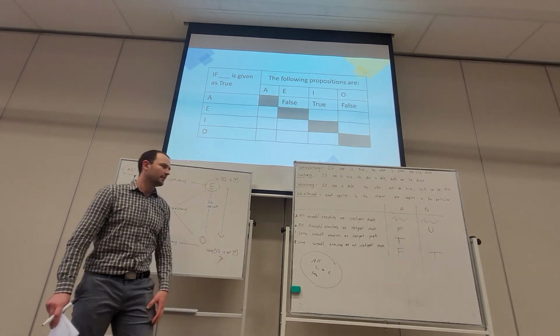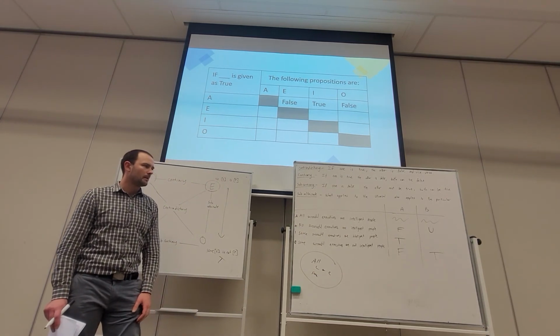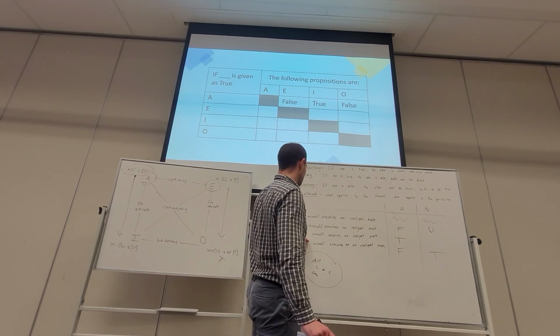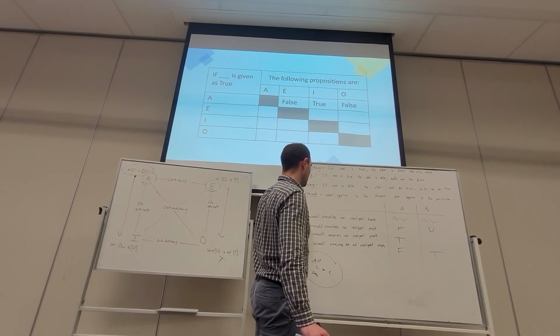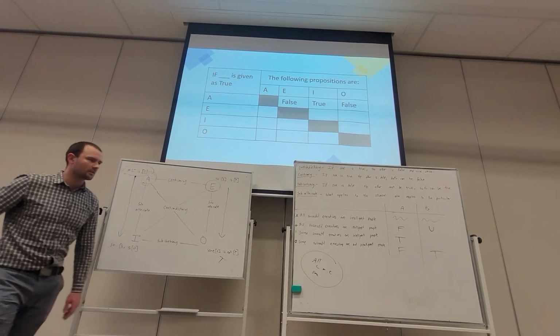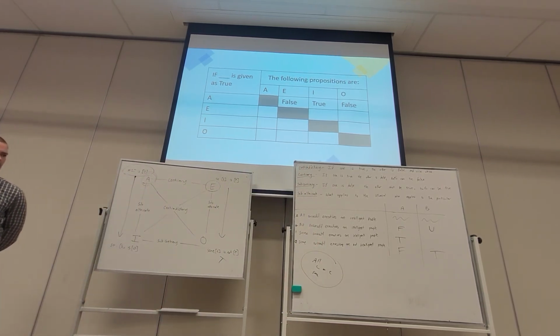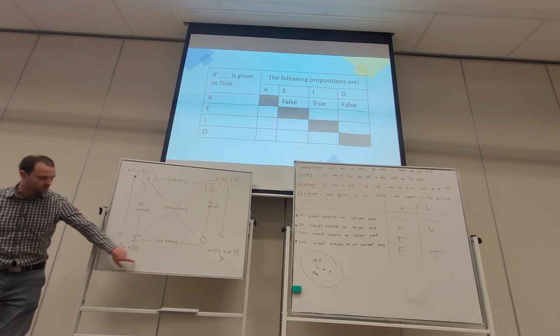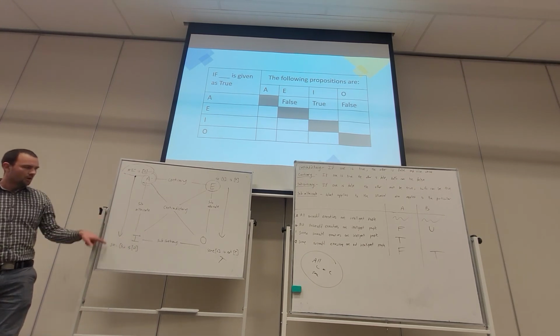All successful executives are intelligent people. Sorry, which one was I just talking about? I was talking about... Yeah. They can both be false. That's okay. Yep. Okay, then the next one. Some successful executives are intelligent people. So now we're talking about this proposition, the I proposition.